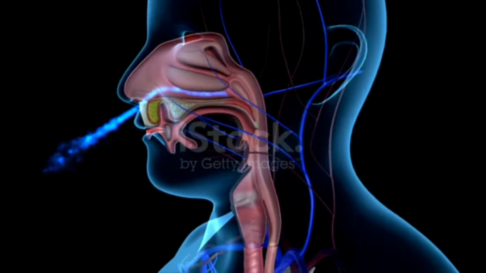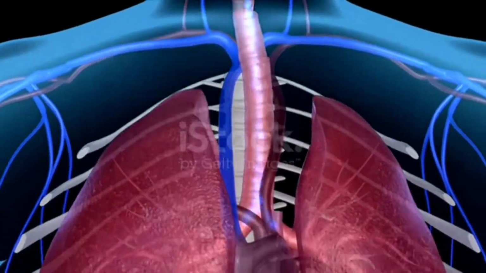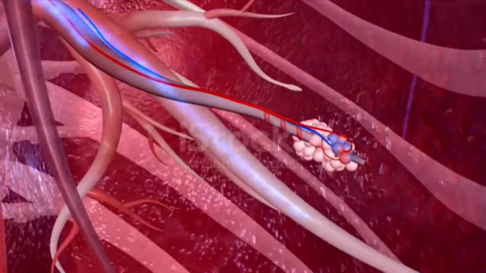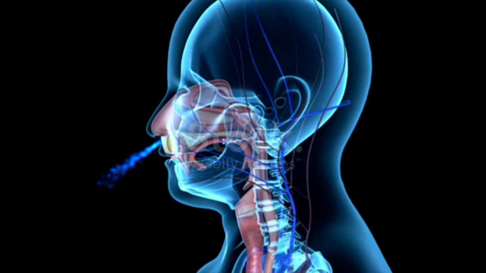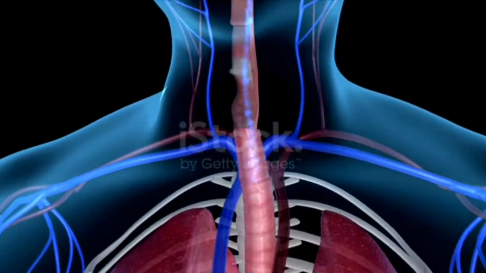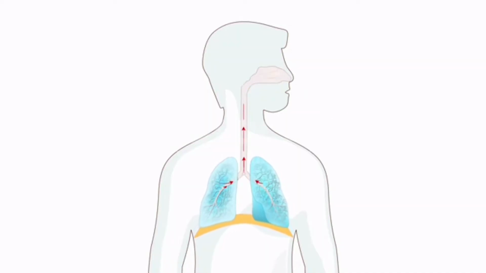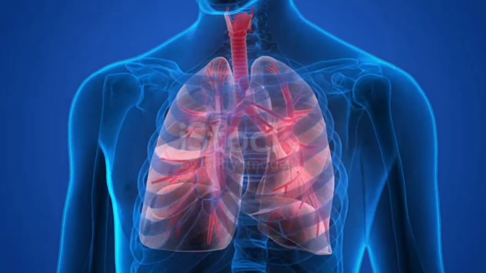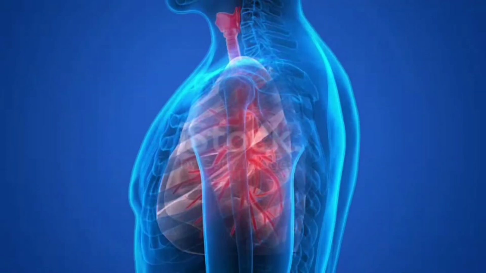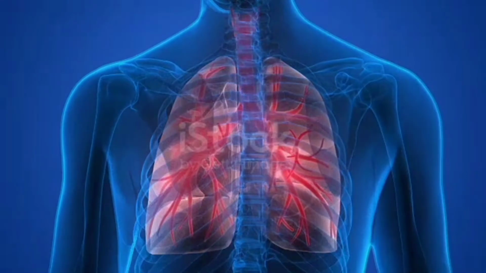The conducting part transports the atmospheric air to the alveoli, clears it from foreign particles, humidifies and also brings the air to body temperature. Exchange part is the site of actual diffusion of oxygen and carbon dioxide between blood and atmospheric air. The lungs are situated in the thoracic chamber, which is anatomically an airtight chamber.